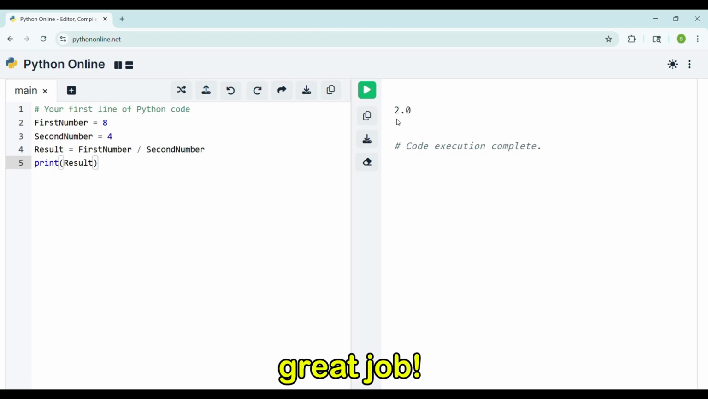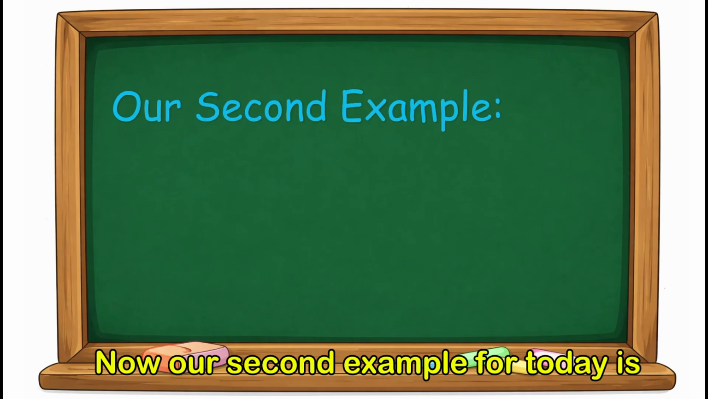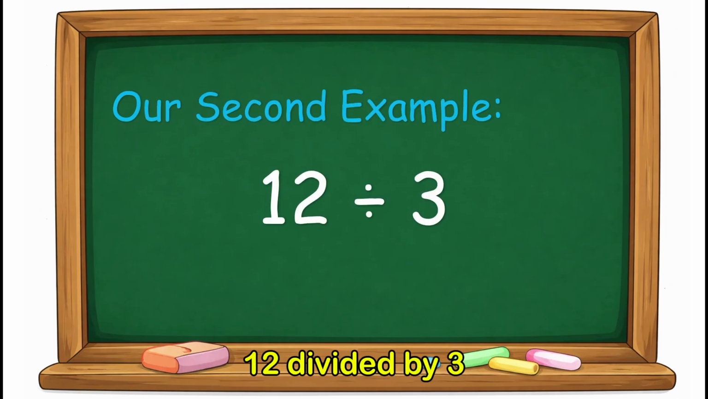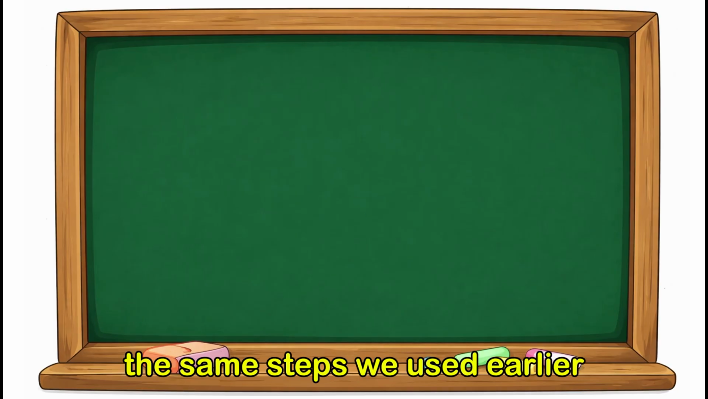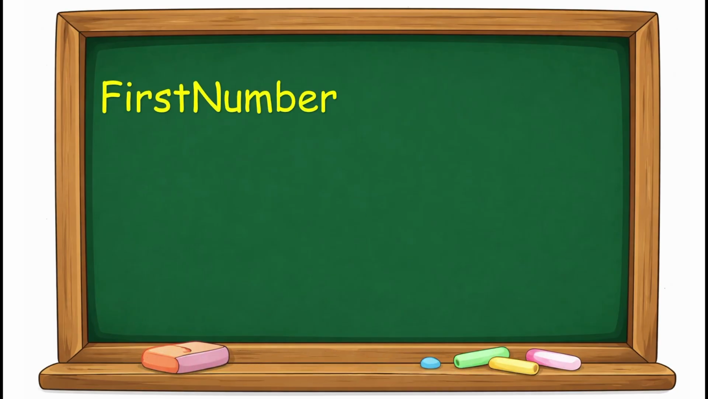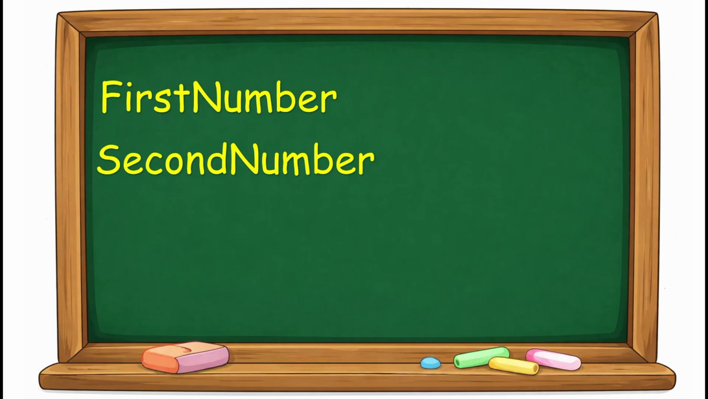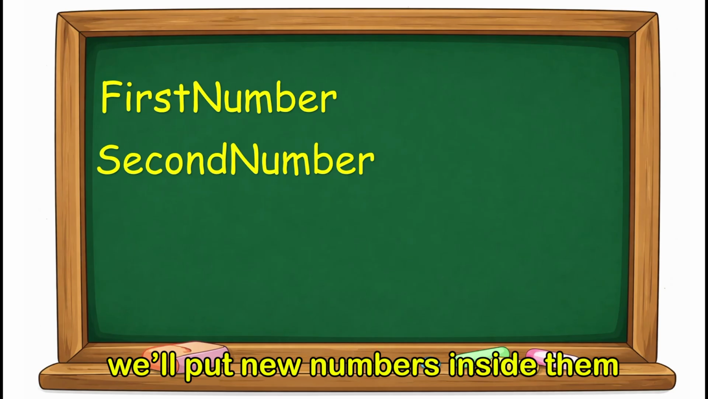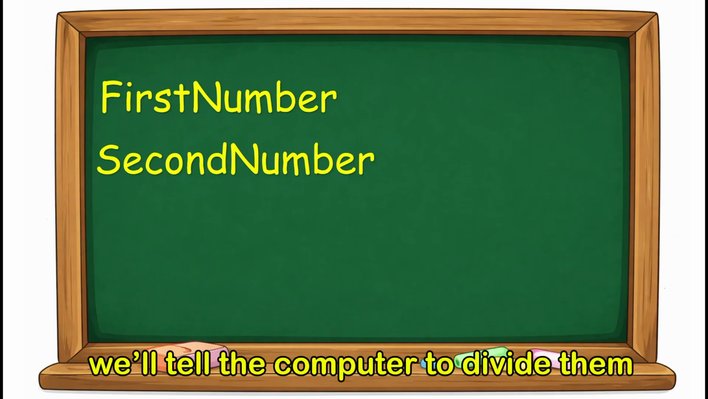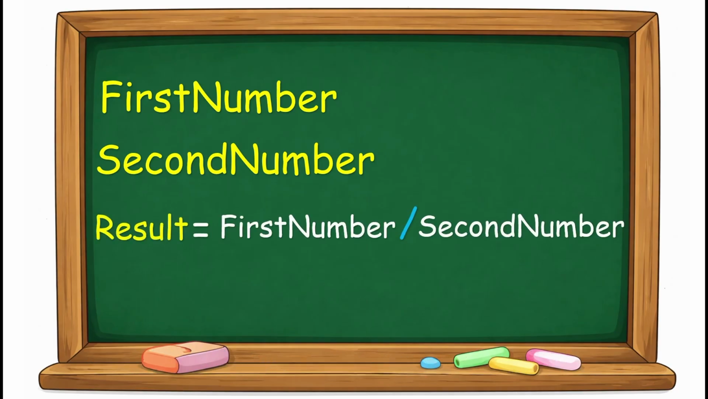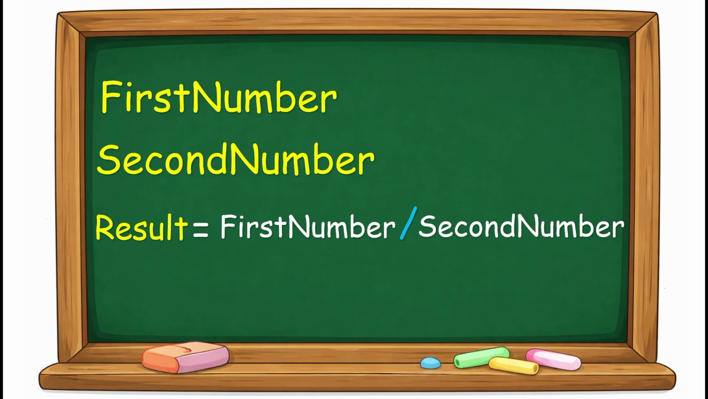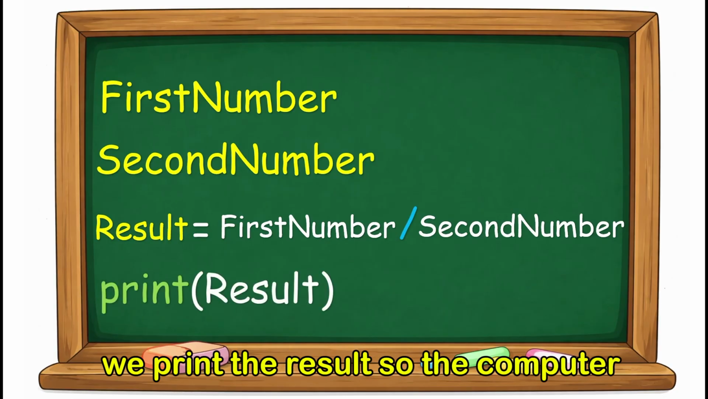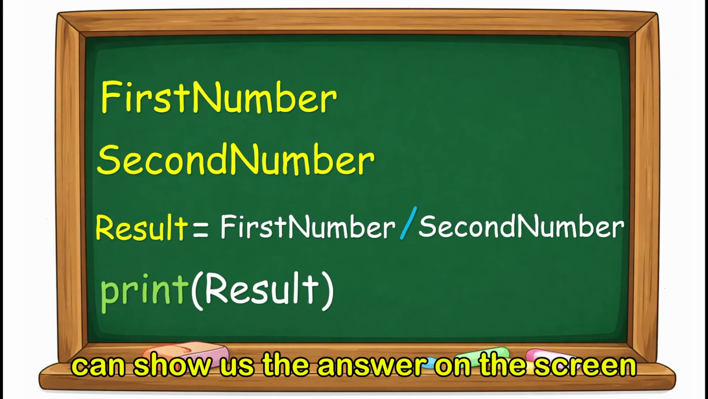Great job! Now our second example for today is 12 divided by 3. We're going to follow the same steps we used earlier. We will use the same labels, first number and second number, but this time we'll put new numbers inside them. Then we'll tell the computer to divide them. So we write result equals first number divided by second number. And finally, we print the result so the computer can show us the answer on the screen.